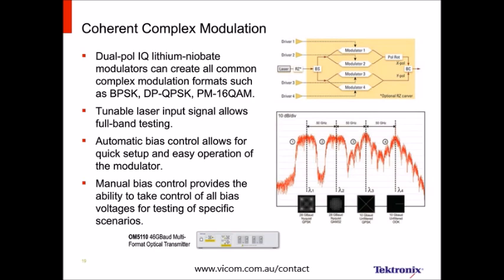So it turns out to be somewhat tricky to control one of these dual-pol IQ modulators, and so the bias control of the modulator turns out to be an important part of the transmitter. So when you're talking about measurements, being able to measure the performance of the modulator is important. How well is it biasing the modulators? How well is it biasing the phase? And these are all things that you can measure with an optical modulation analyzer.